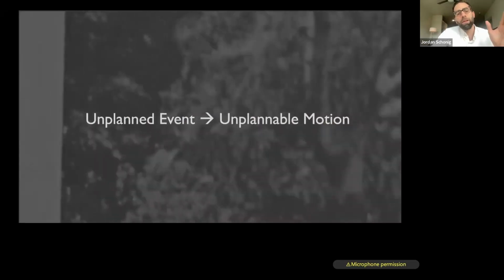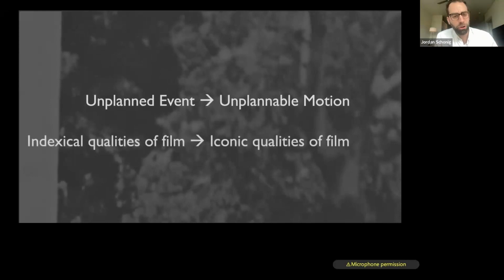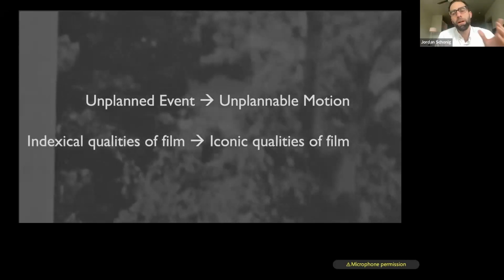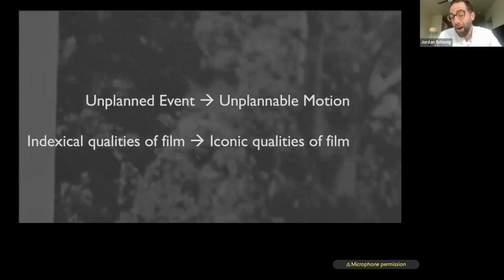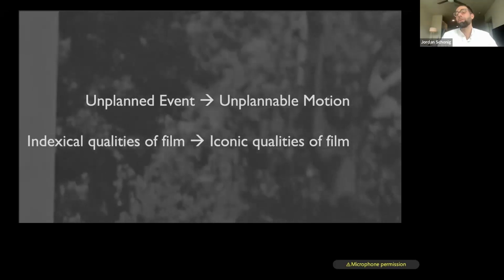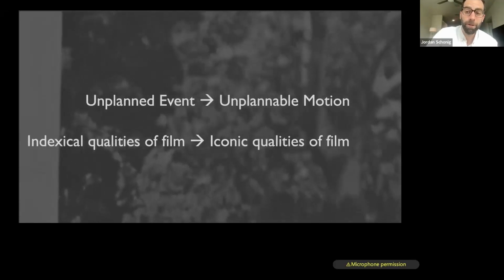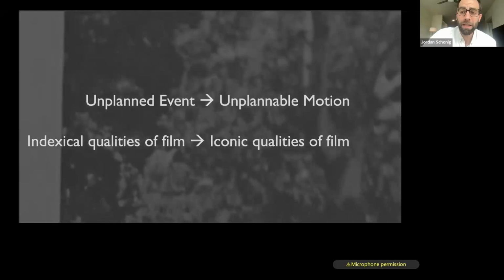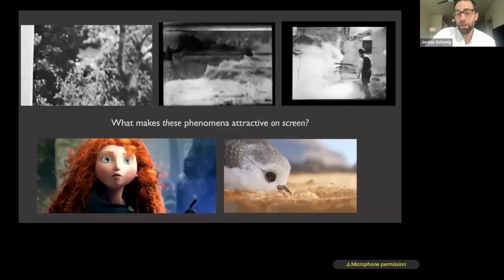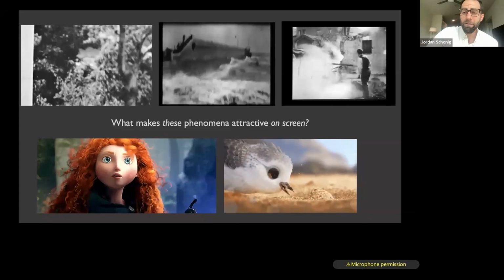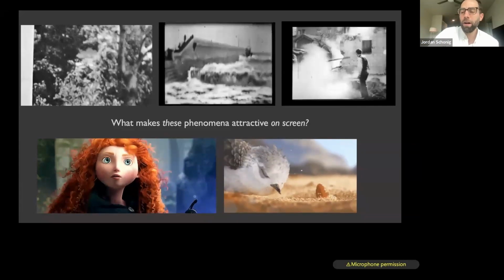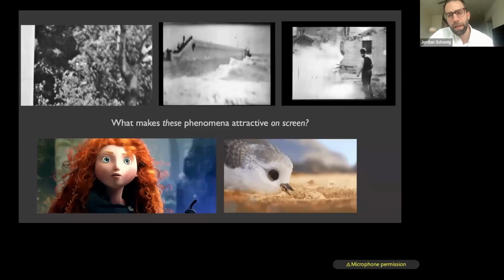So when I say I'm moving from the logic of unplanned event to unplannable motion, I'm moving from a theory that emphasizes the indexical qualities of film to a theory that emphasizes the iconic qualities of film, or what we might call the resemblance qualities of film, or the verisimilitude, the fact that films look a lot like the things that they resemble, which is equally true of CG as it is of photography. Not to the same degree, but I believe that when we're mesmerized by CG images, we are mesmerized by their fidelity. But I haven't quite explained what makes these phenomena attractive on screen.